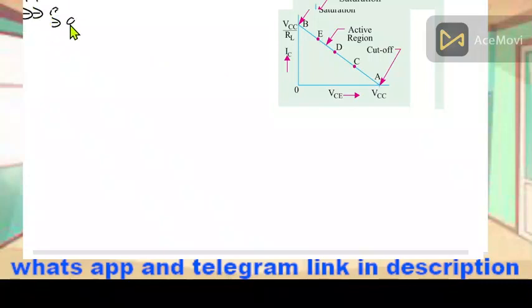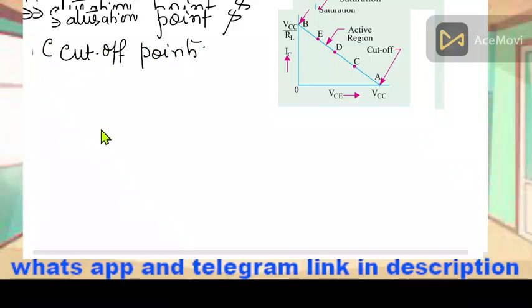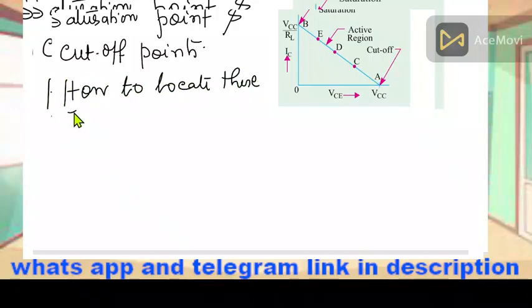As in the previous page, I talked about saturation point and cutoff point. Saturation point, I am not writing region, and you must know the difference between point and region. These are 2 points. Now the first thing is how to locate these points. This is the first question, then we will come to the line.